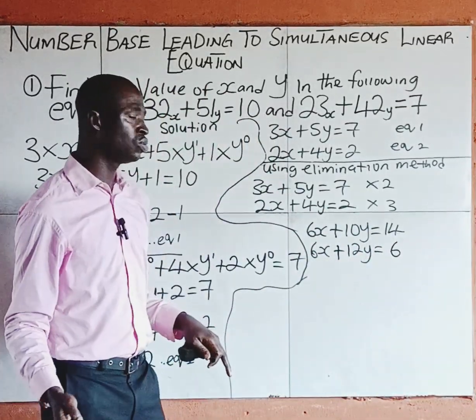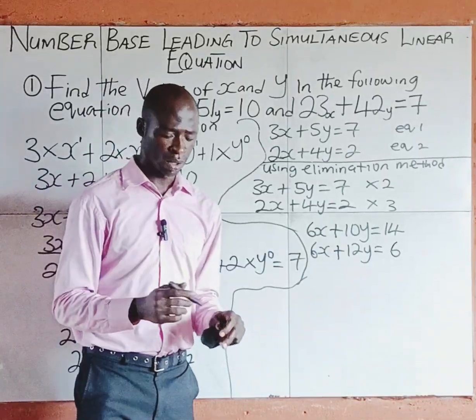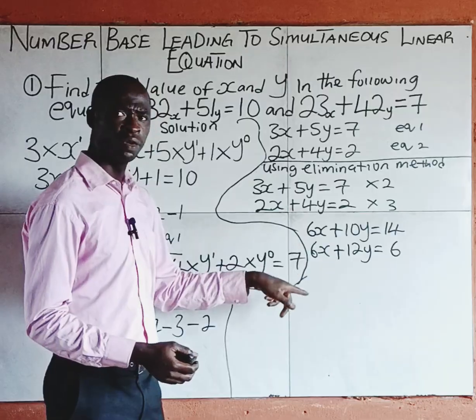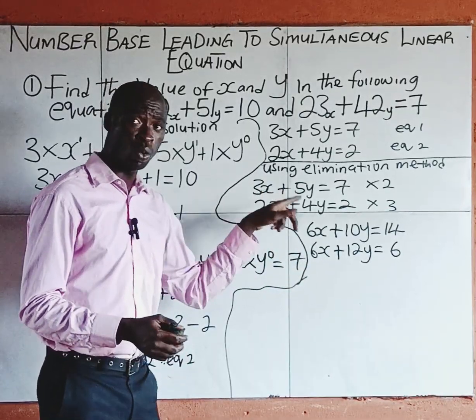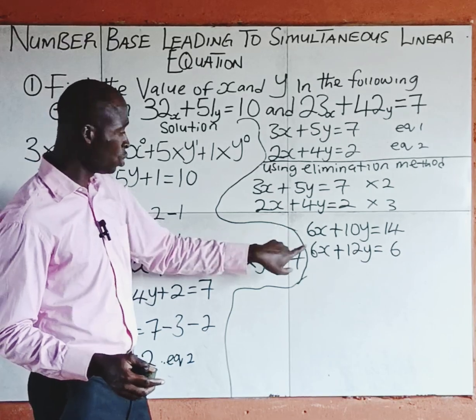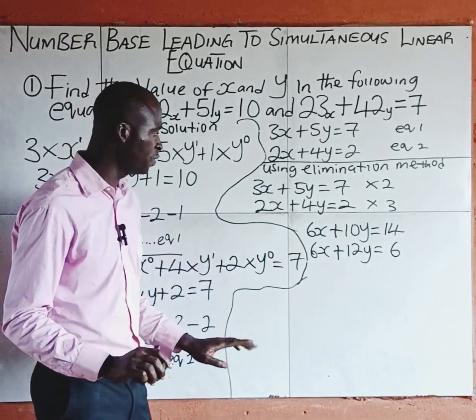Now you can clearly see that we have been able to fulfill rule number 1, which says that the coefficient of your equation 1 and equation 2 must be the same. You can see now that we are having 6 here. We're also having 6 here. So it means we can now start solving.